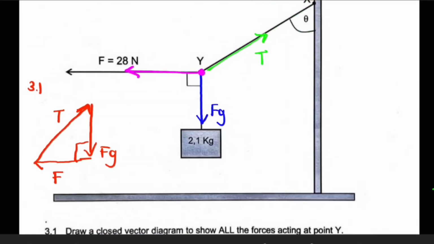Now at the same time, say that you didn't include the 90 degrees. What you could have included is this angle here that was given. So you could include theta. So this is what a closed vector diagram is. You rearrange your arrows head to tail method to form a triangle.